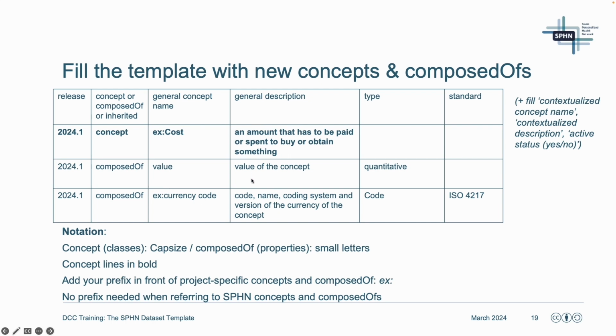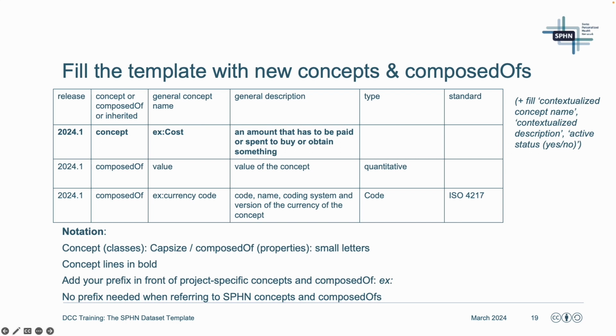Add the general description about the concept or the composed ofs and the type of this. For the type, it is the same pattern. If you refer to an SPHN concept, simply state it. But if you refer to a project-specific composed of, please add the prefix of the project in front. We will see an example in the next slides.